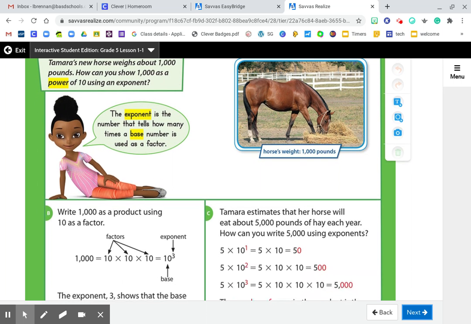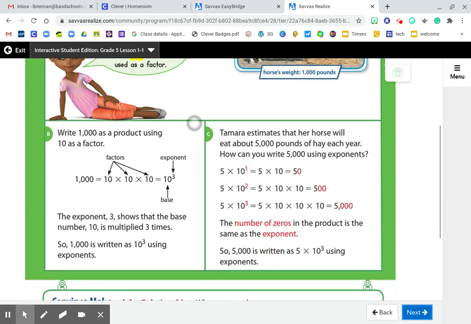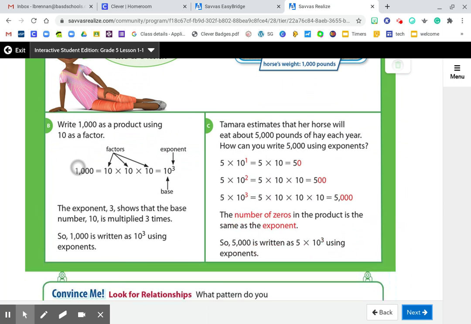So the exponent is the number that tells how many times a base number is used as a factor. So the actual number right here, the standard form, is 1,000. We can rewrite 1,000 by saying 10 times 10 times 10. And these guys are called factors.